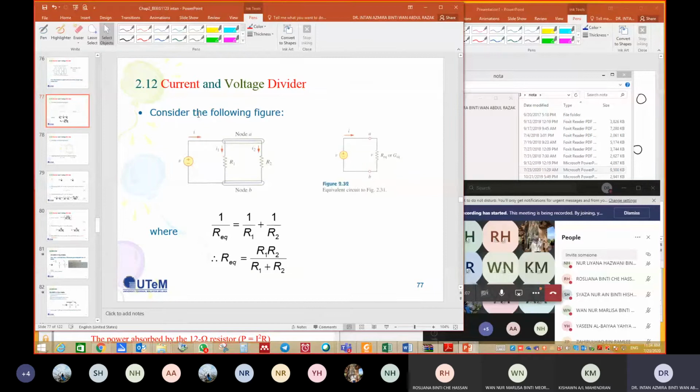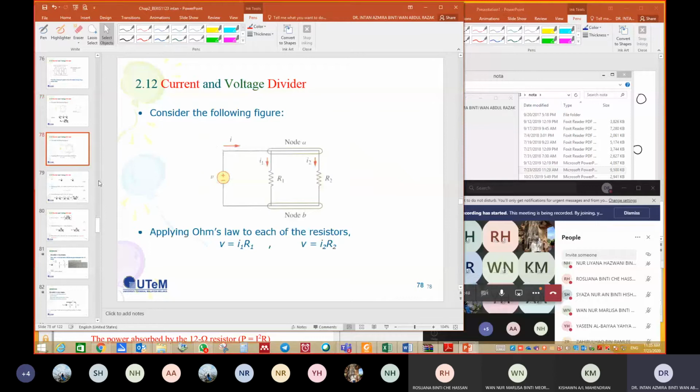So for a parallel circuit, the current source will divide its current to the parallel paths. So I is equal to I1 plus I2. I here is the current that is supplied to the parallel circuit. It might not be the current source itself, but it is the current that is supplied to this parallel path.